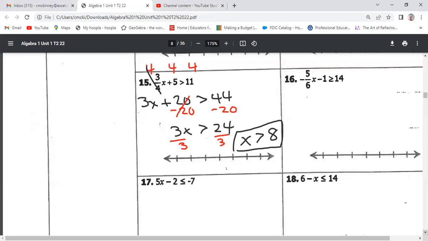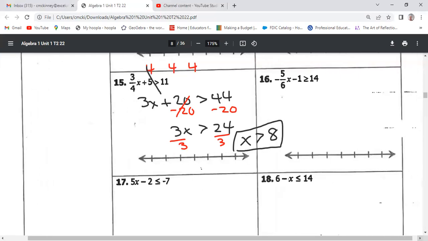So 15, I got rid of the fraction first. Some of my students love that idea because they just dislike fractions so much. But I could wait until the end to get rid of the fraction, and then I could use the reciprocal. That's not going to work out very nicely.